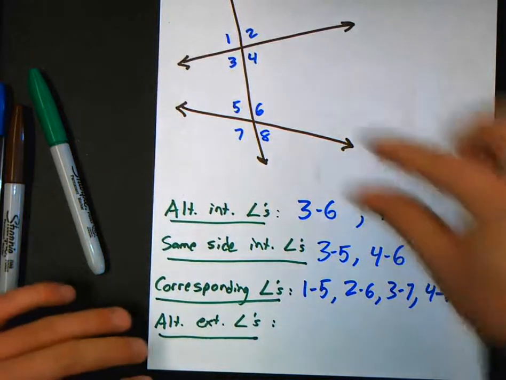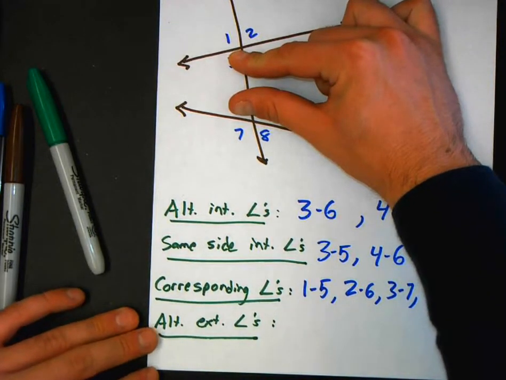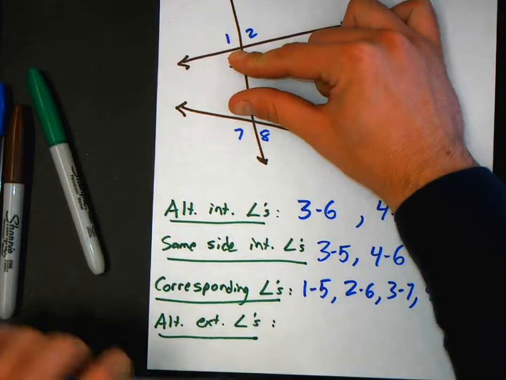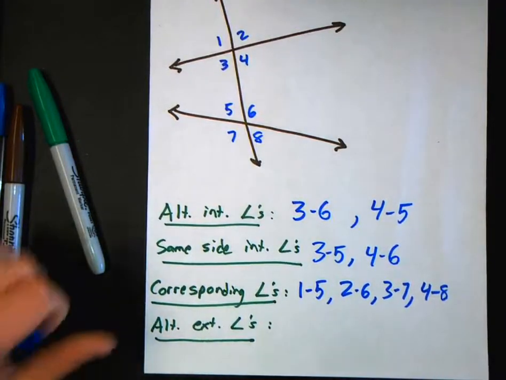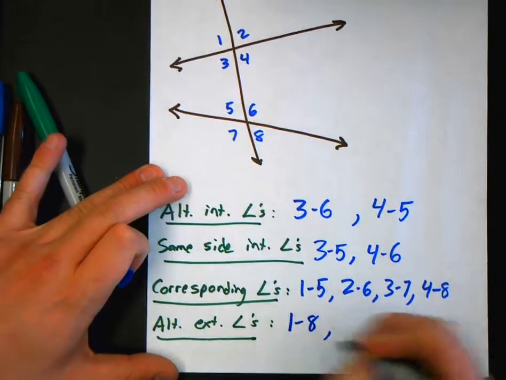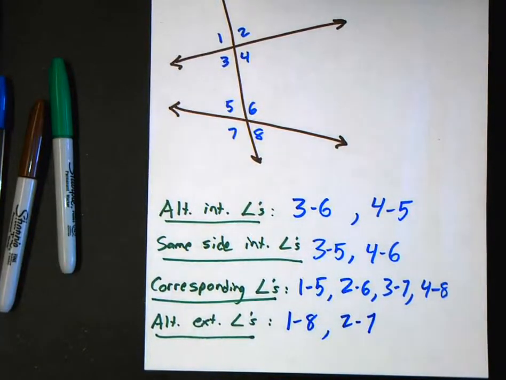Alternate exterior, we get rid of the inside angles. So we have 1, 2, 7, and 8 looking at just exterior. And alternate means opposite sides of the transversal. So 1 and 8 are alternate exterior, and 2 and 7 are alternate exterior.